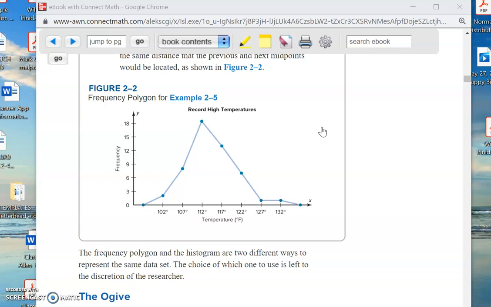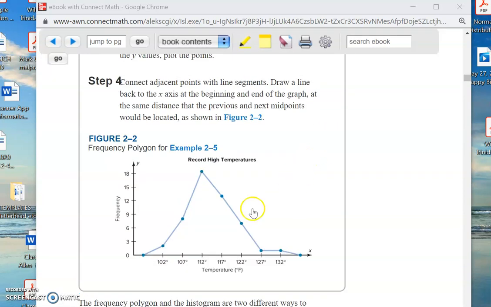What I don't like about it is it can be misleading. People look at this and say, okay, 102, this is a data point. 107, here's a data point. So in between, there are all these points. Do they have any real meaning? The answer is no. There's no real meaning to these points in here. It's just a cartoon, a way of depicting the data.